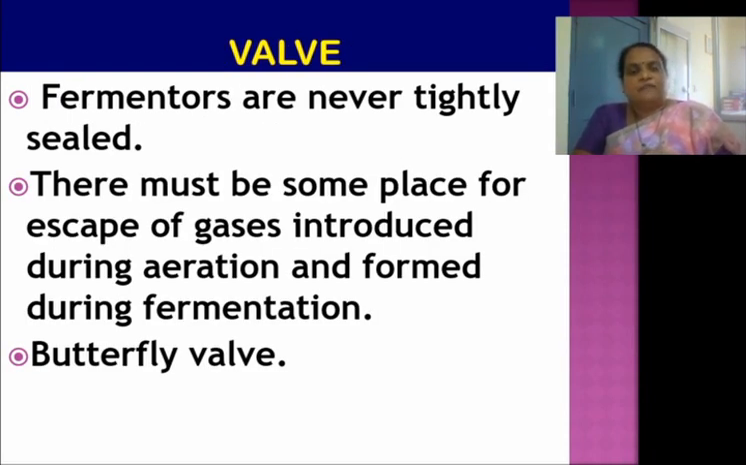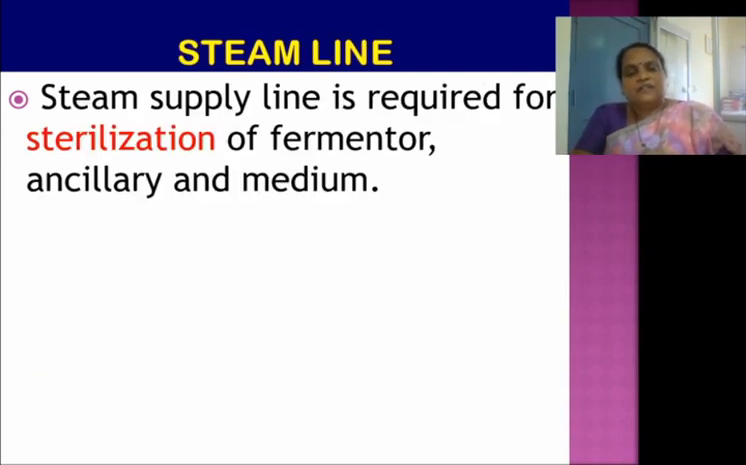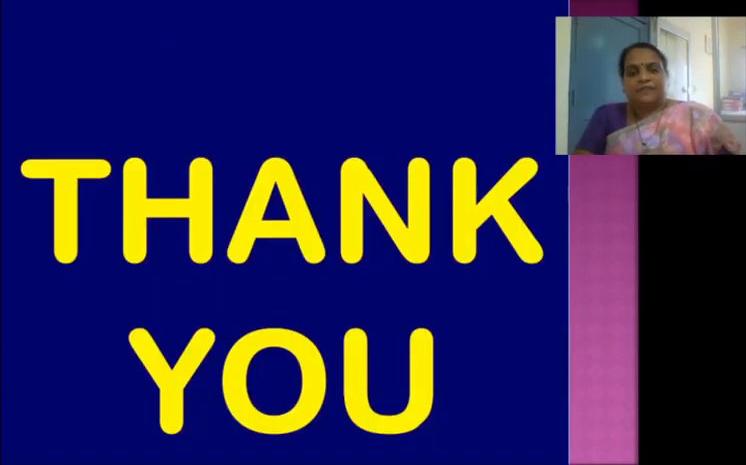Valve. Fermenters are never tightly sealed. There must be some provision, some place for escape of gases that are introduced during aeration and the gases that are formed during fermentation. Butterfly valve is one such valve that is used in the lid of the fermenter. Steam line. Steam supply line is required for sterilization of the fermenter, ancillary equipment and medium. This is about the parts of the fermenter and their functions.